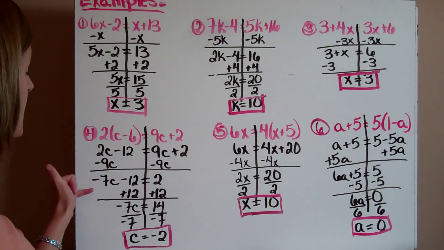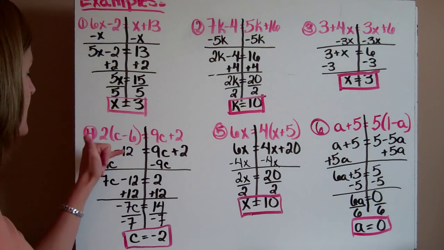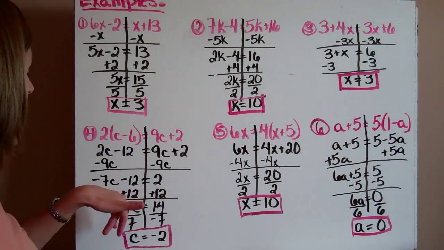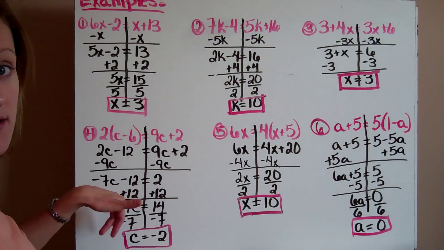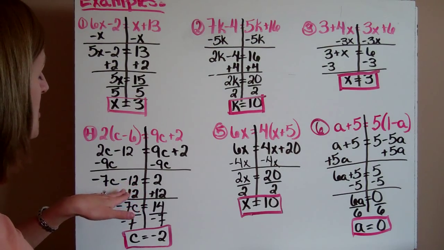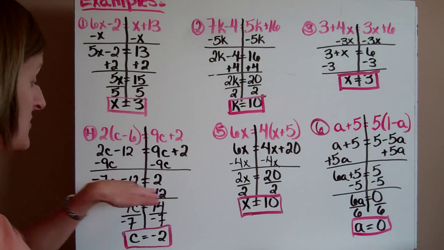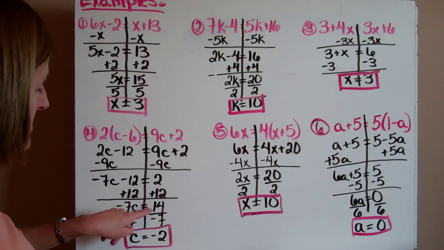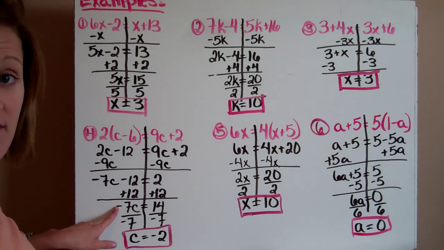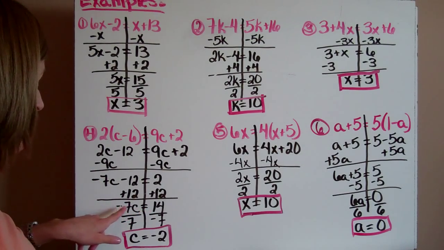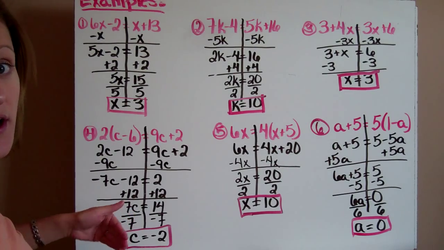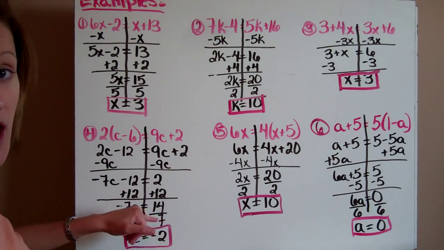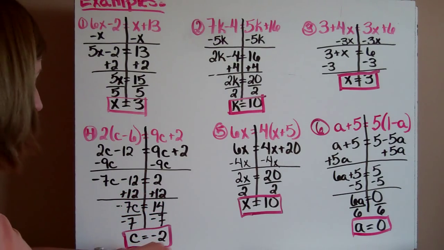2c minus 9c is negative 7c. I still have a minus 12, and I'm left with 2 on this side. So I have a number attached to this side, same side as the variable. So I'm going to add 12 to both sides to move it or get rid of it. 2 plus 12 is 14. I'm left with negative 7c. Notice negative 7 is attached to the c, so I need to undo it by dividing by negative 7 on each side. And 14 divided by negative 7 is negative 2.